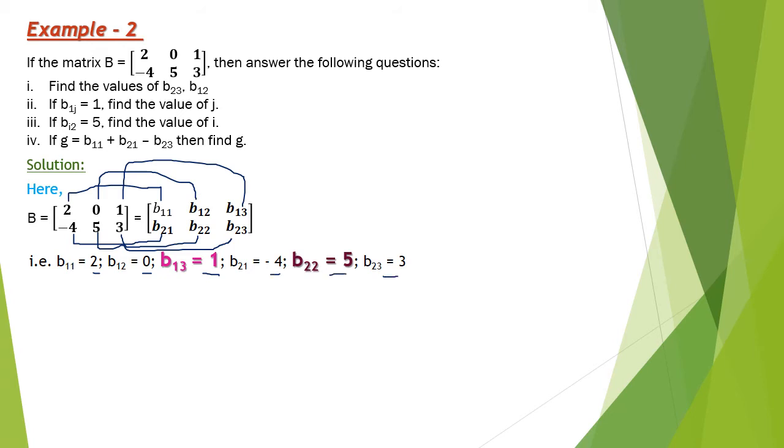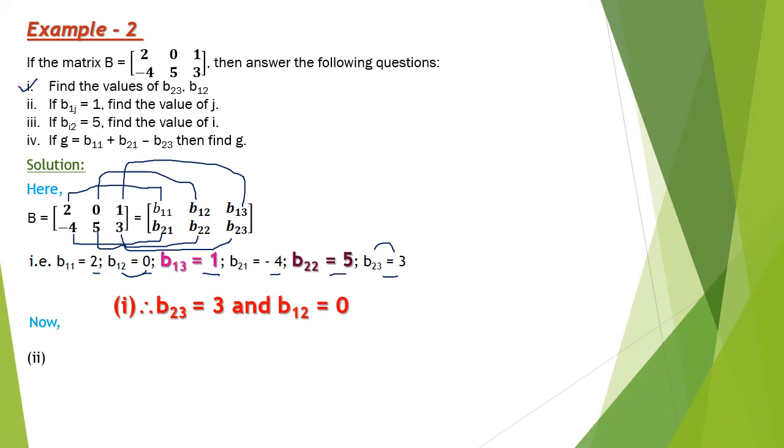Now the answer for question number 1 is B23. You can see the B23. Where is B23? B23 is 3. And B12, you can see B12, B12 is 0. Now this concludes our first answer.